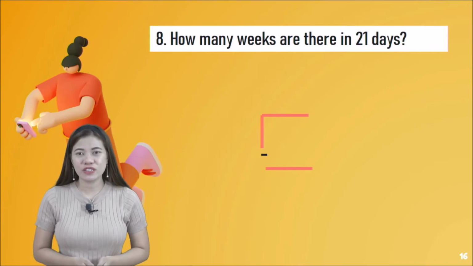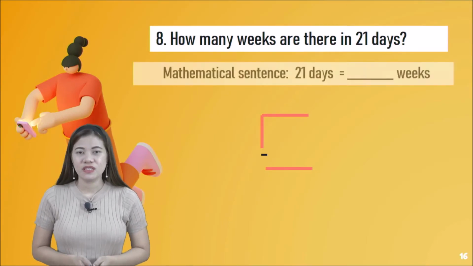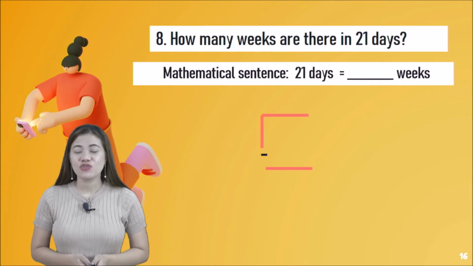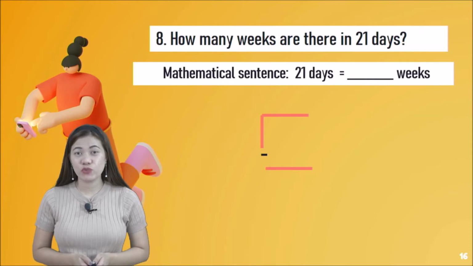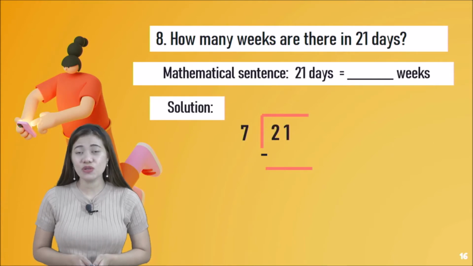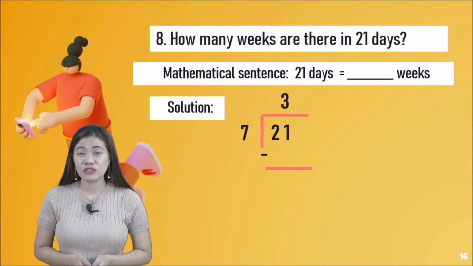Okay, kids, question number 8. How many weeks are there in 21 days? Here's our mathematical sentence. 21 days is equal to blank weeks. How many days do we have in 1 week, grade 3? We have 7 days. So we will just divide 21 days by 7 days. So 21 divided by 7 is equal to 3.